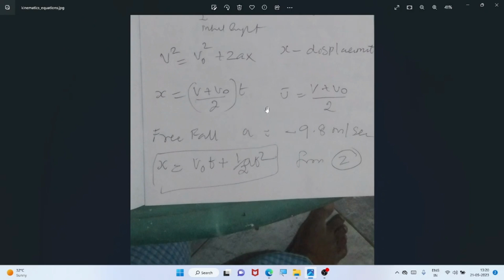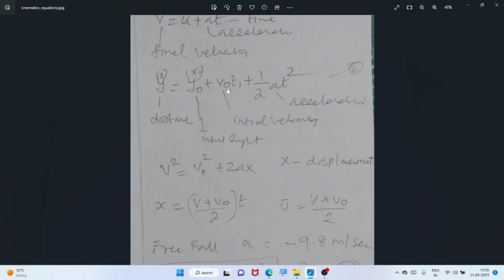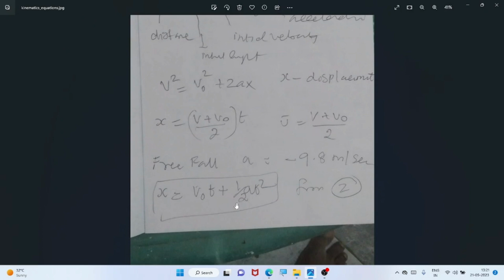And from equation 2, if initial height is 0 and you substitute this initial height 0, then you will get this equation. For free fall, acceleration is minus 9.8 meter per second square. This is a constant.